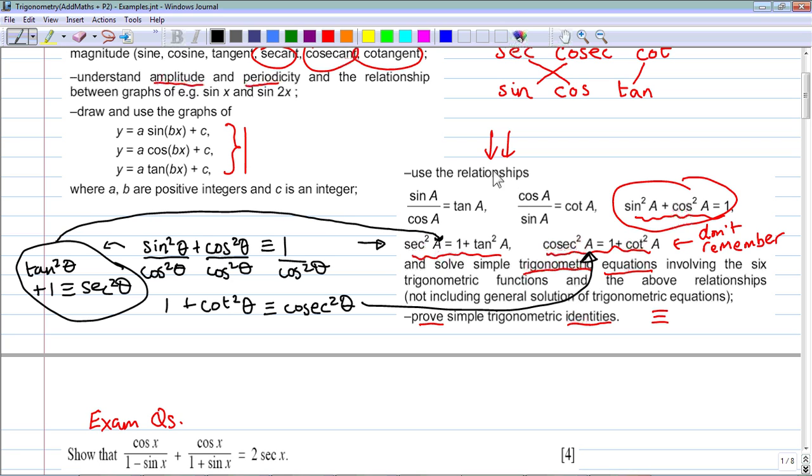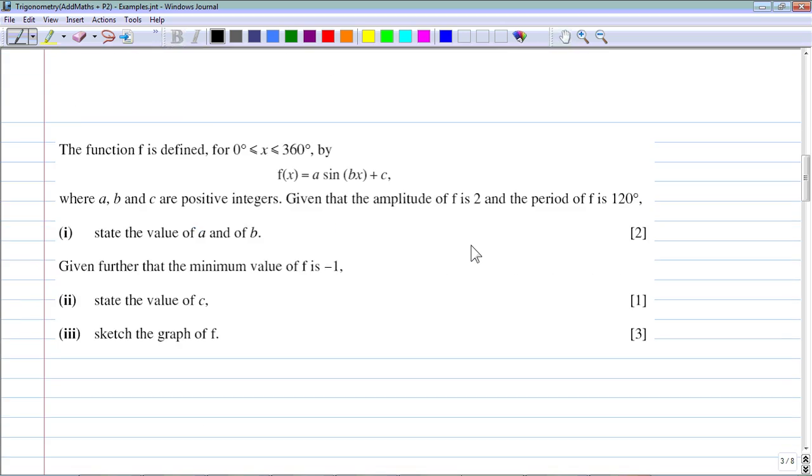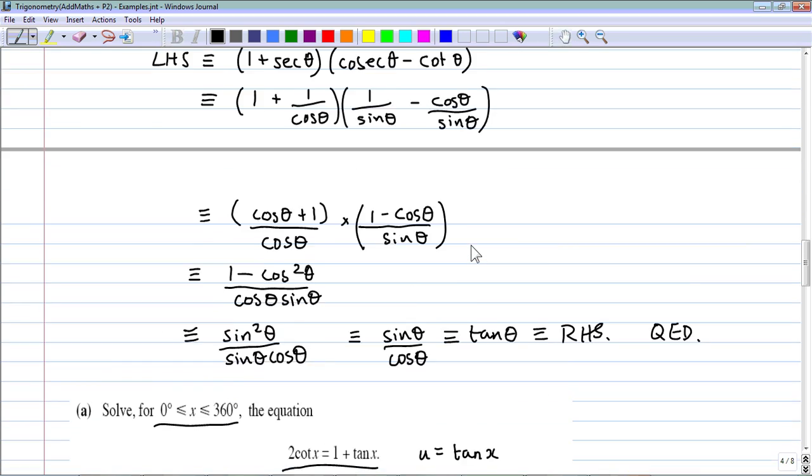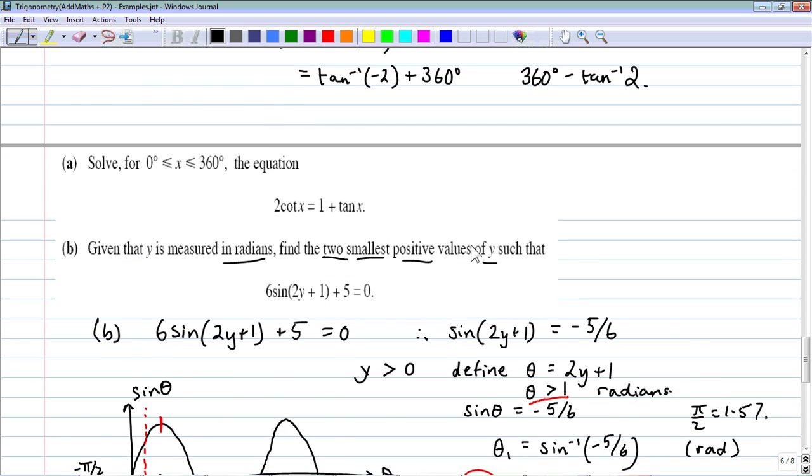So there's absolutely no need to learn these formulas. If you see something that looks a bit like it, be aware that you can use these formulas and quote them because they are given on the formula sheet. Okay, I don't think I'll do any more of these exam questions. It's probably not necessary, but of course you definitely do need to practice.